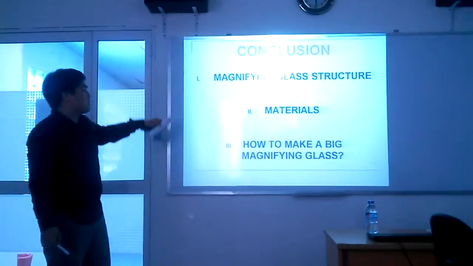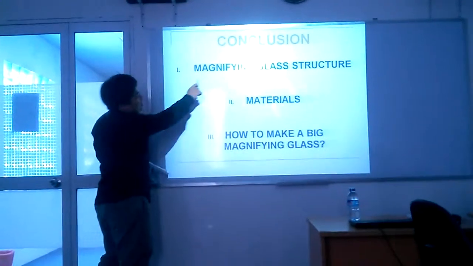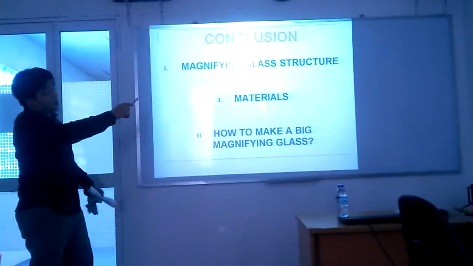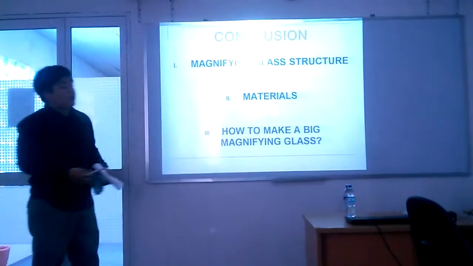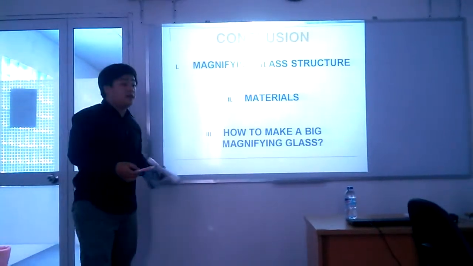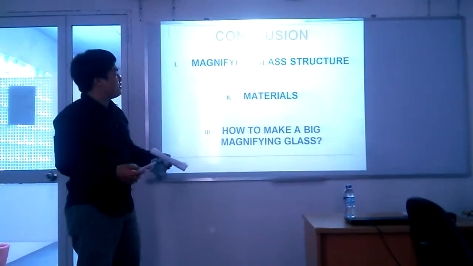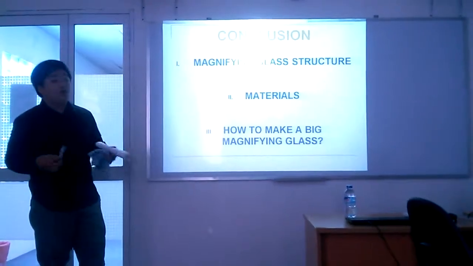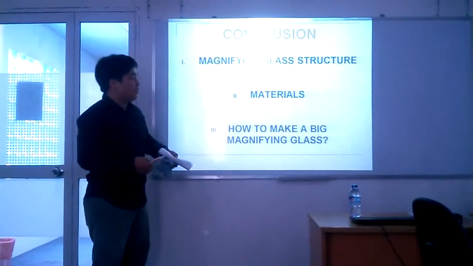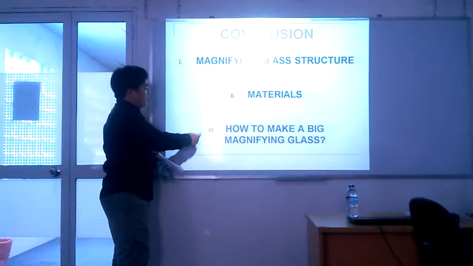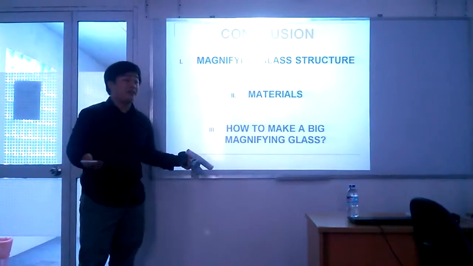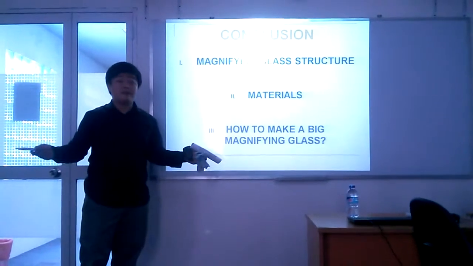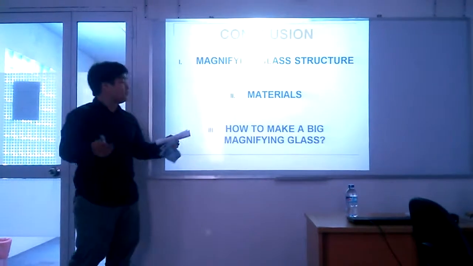In conclusion, I already talked about the magnifying glass structure and the materials, and I advise you to use wood instead of steel or plastic. And how to make it? Do you know how to make it? Everybody? Yes. Okay.